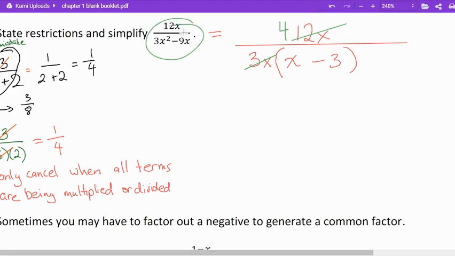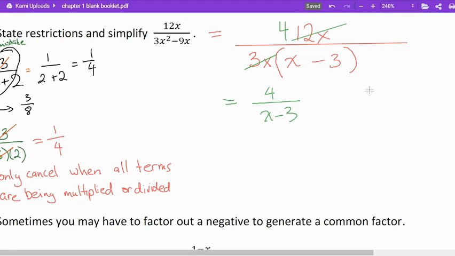Like here? You could, but I'm trying to show you something simple so that when it gets more complicated, you know to common factor first. Okay? All right, so we are left with 4 over x minus 3. I can't common factor. I'm done.